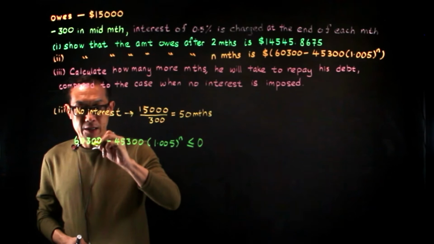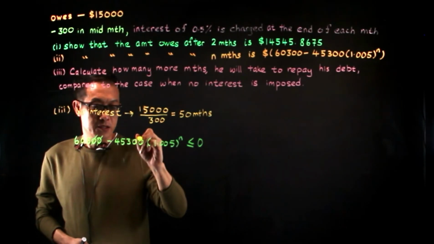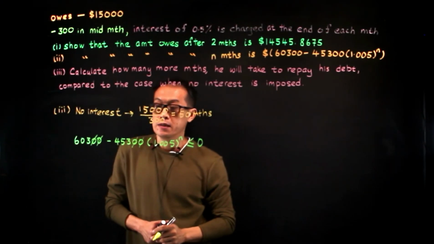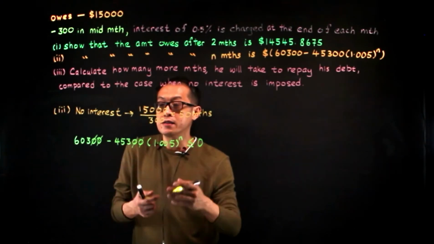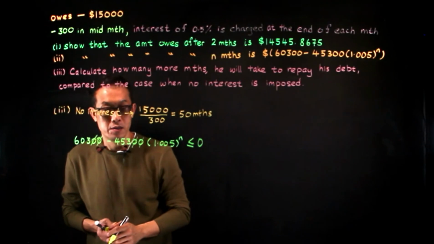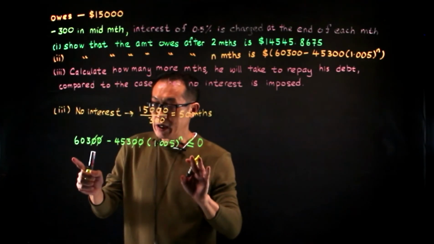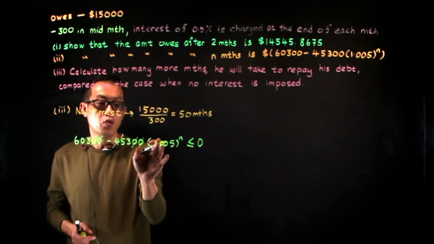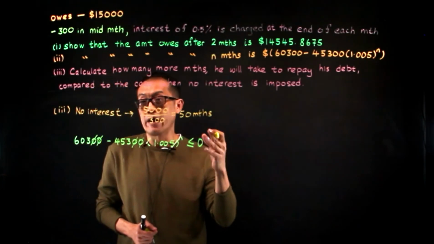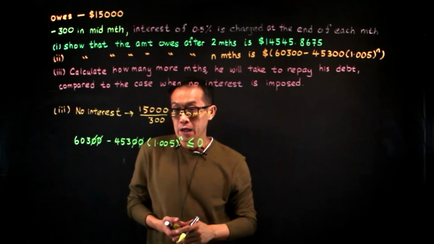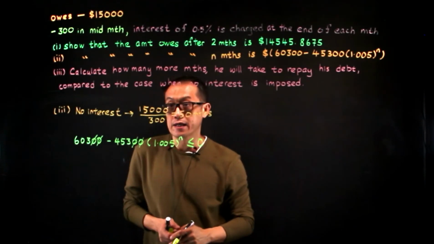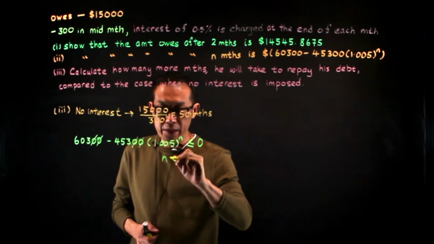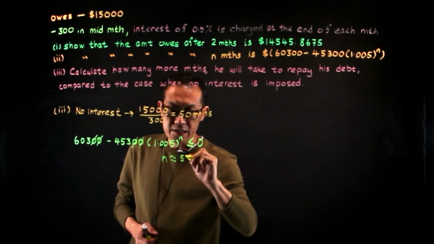Now you can cancel out the 100, divide by 100 left and right. Now you can key this into your calculator. You key 603 minus 453 into 1.005 to the power of x into your GC, and you find where it cuts the x-axis. You find that n will be approximately 57.3.